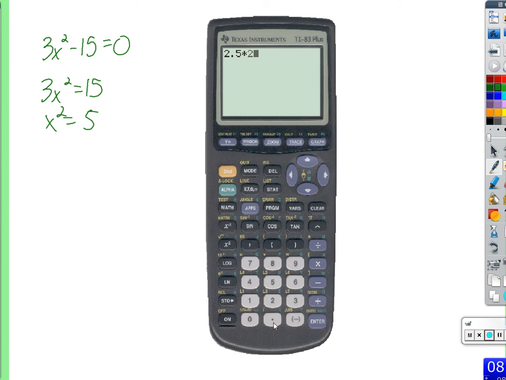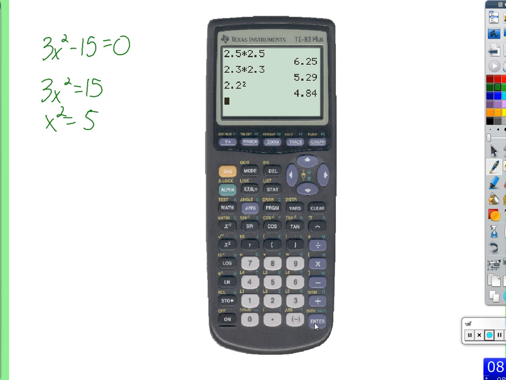2.5 times 2.5 is too big. What about 2.3 times 2.3? That's better, but it's still too big. 2.2, if there's a square button there, why don't we just go ahead and square that? It's easier. That's too small.